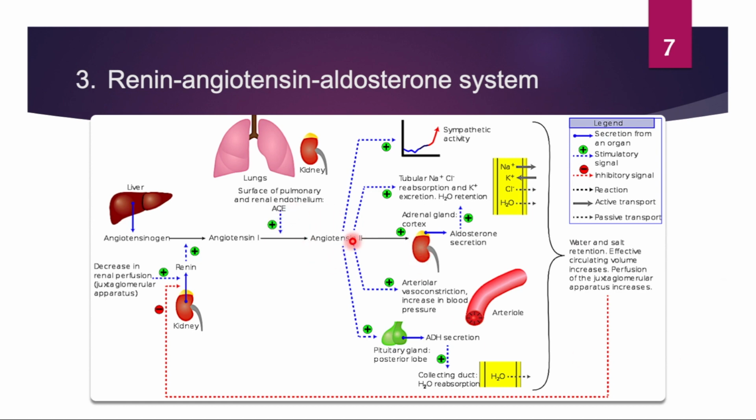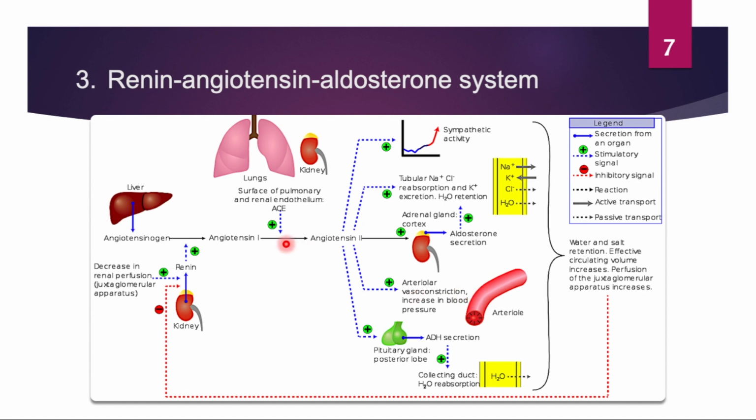Angiotensin II will stimulate sympathetic activity, stimulate reabsorption of sodium chloride and excretion of potassium by the renal tubules, stimulate the adrenal gland to secrete aldosterone, whereby this aldosterone will also stimulate reabsorption of sodium chloride and excretion of potassium in the principal cell of late distal tubule and collecting duct. Angiotensin II will also stimulate arteriolar vasoconstriction, causing increase in blood pressure.